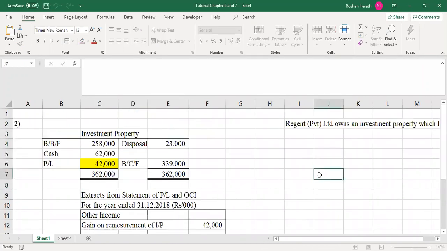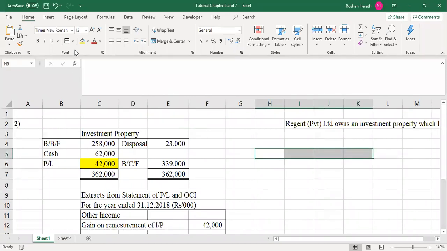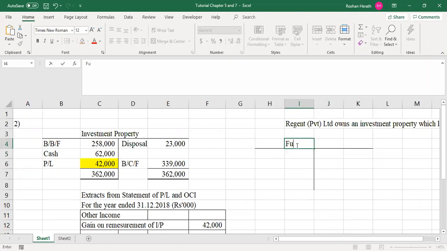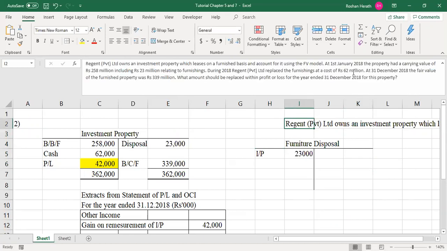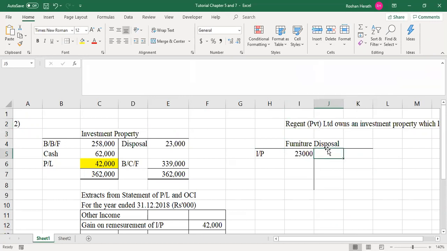So if you had created an account for this disposal, that should also be considered. So this kind of office equipment, the furniture you are disposing. So therefore, a furniture disposal account has to be there. You credit the investment property and you debit that 23 million. It comes from investment property. So do you receive any cash proceeds from this disposal? No, it seems not. So if you had received some cash, you would have taken that.